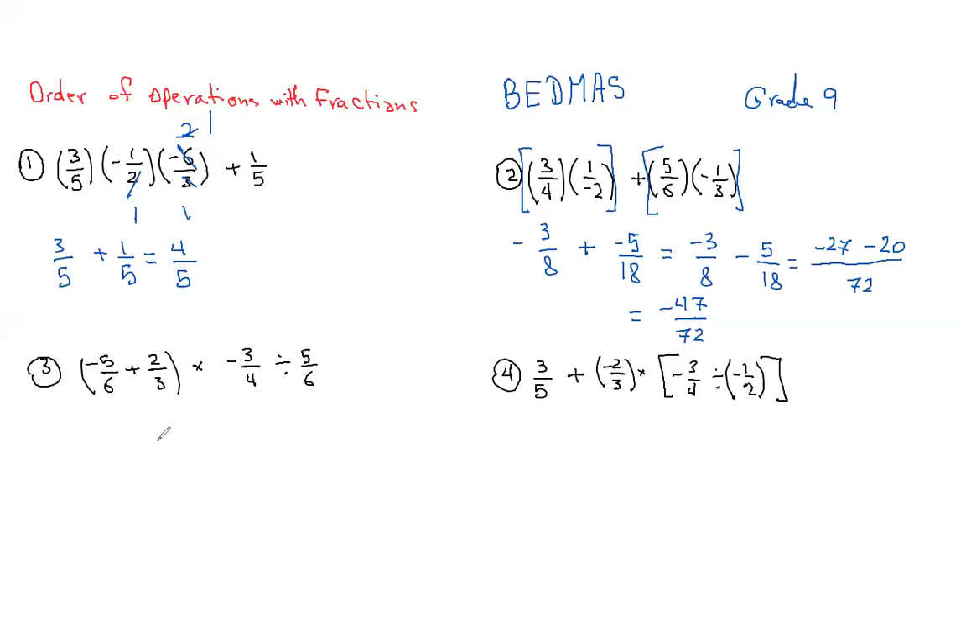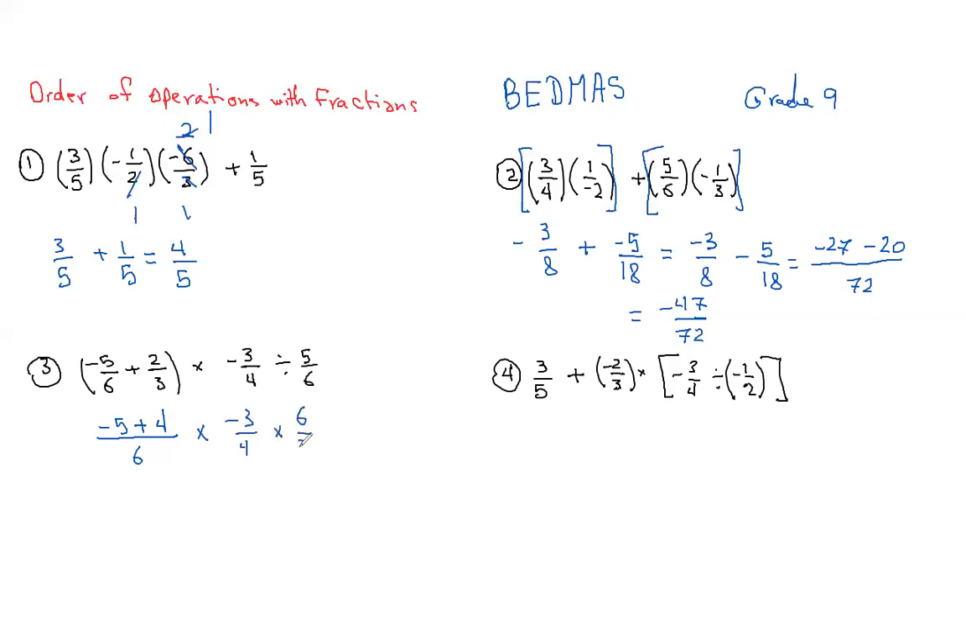Now we come to this. I think the first thing we have to do is what's in brackets. And in brackets here, I have an addition. So I'm going to do common denominator. The common denominator is 6. 6 divided by 6 is 1 times negative 5 is negative 5, plus 6 divided by 3 is 2 times 2 is 4, times -3/4. I'm just going to change this to multiplication and flip the divisor.